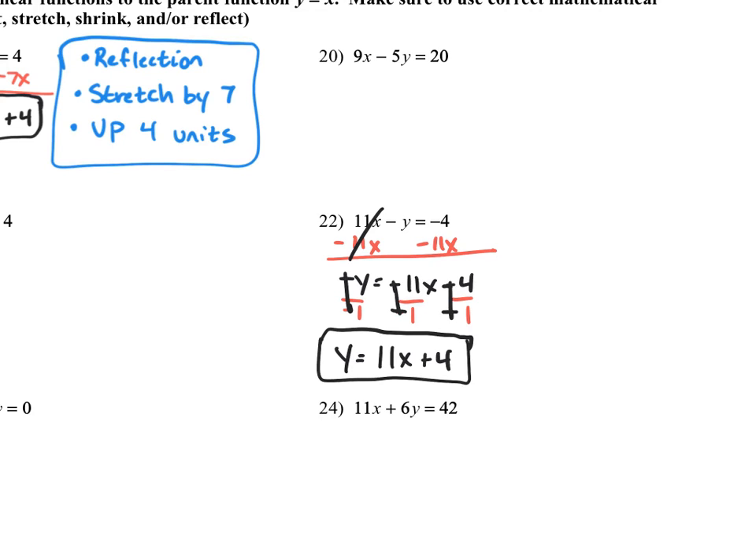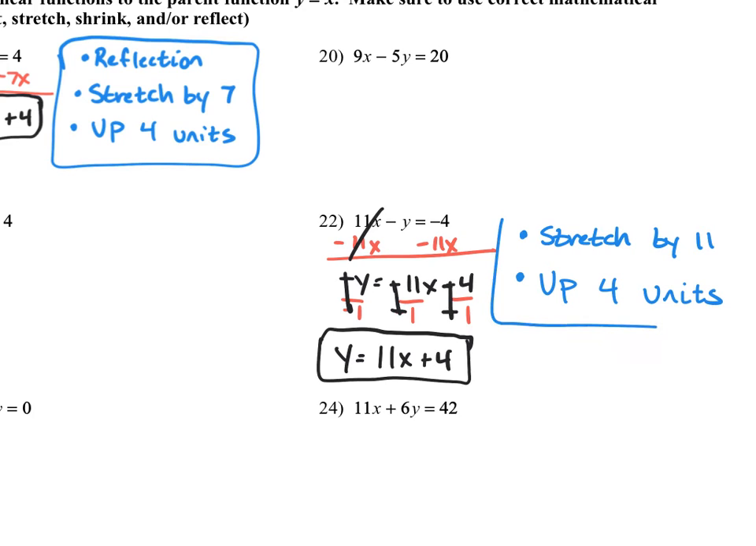So now we've got to list what's happening to it. Is there a reflection? No, there's no negative. Is it a stretch or a shrink? Stretch, since 11 is bigger than 1, so it's a stretch by 11. And then, is it shifting up or down? Up 4 units. The reason that it is going up is your 4 is positive.